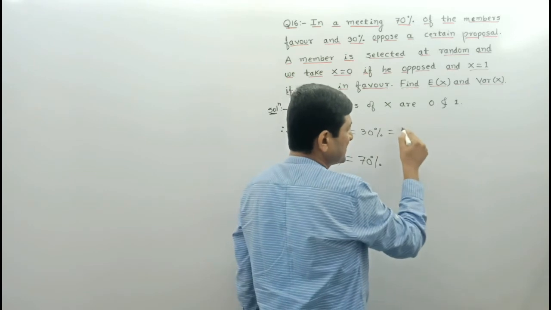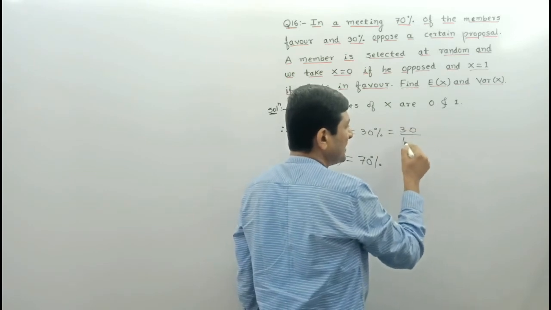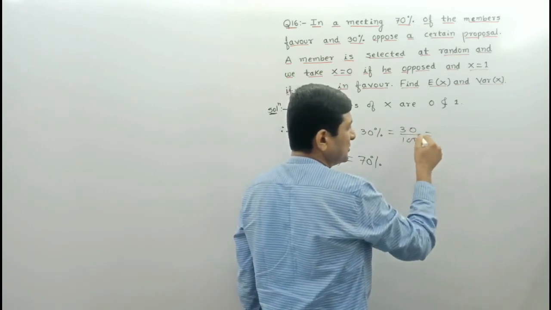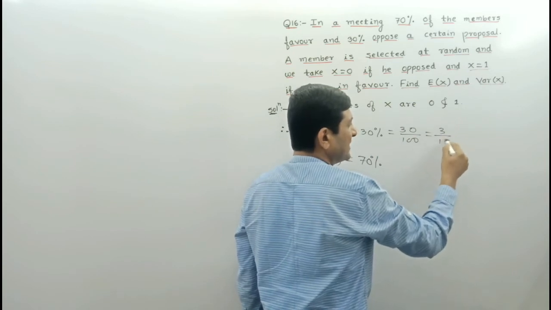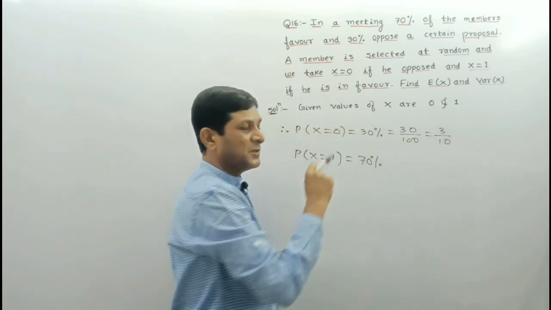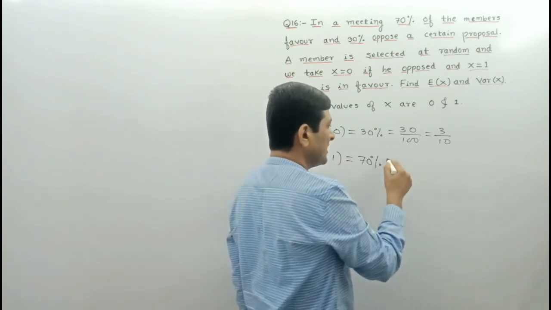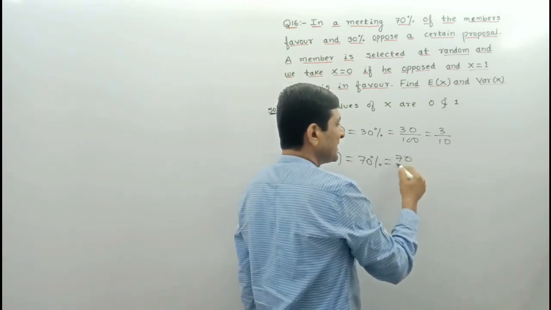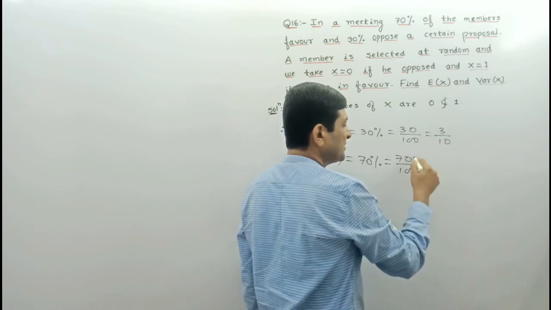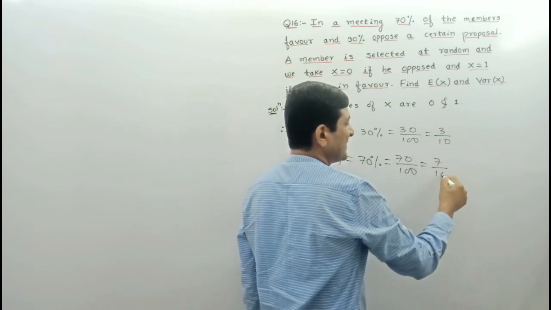Now 30% in fraction can be written as 30 upon 100. The 0 will get cancelled, giving 3 by 10. So the probability of x equal to 0 will be 3 by 10. Similarly we will find the probability when x is equal to 1. So 70% can be written as 70 upon 100. The 0 will get cancelled, so we will get 7 upon 10.